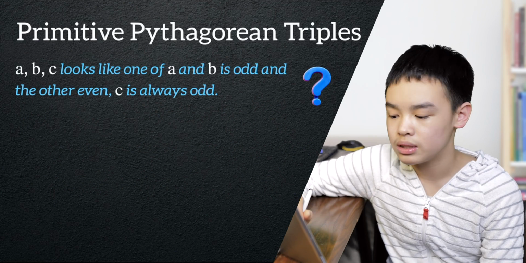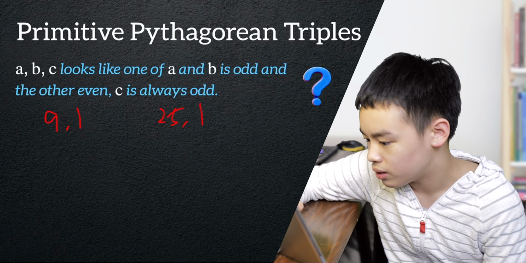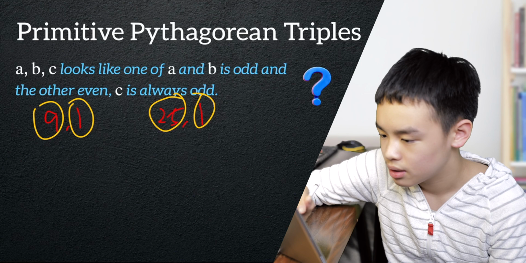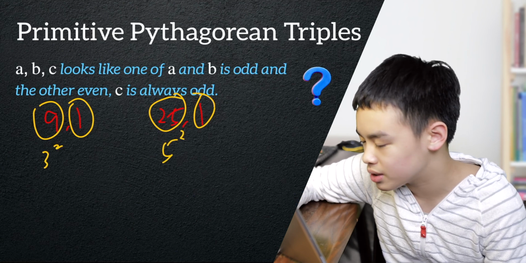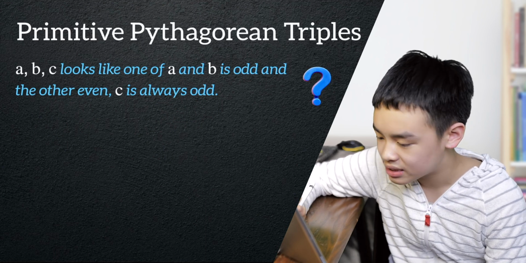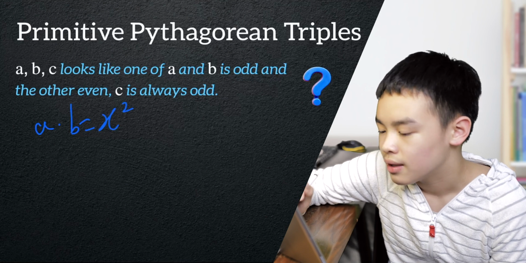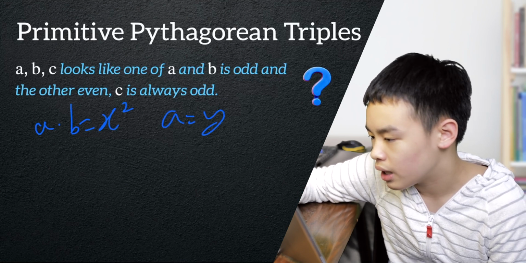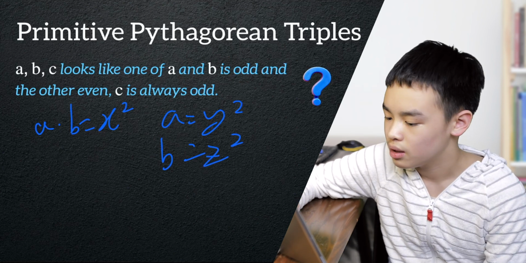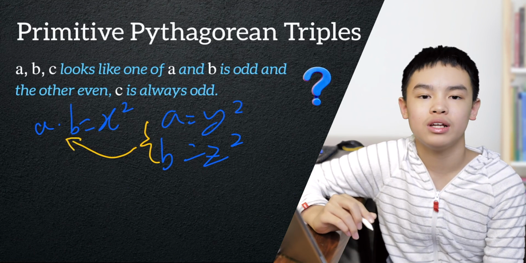So also, we notice that 9 and 25 are both squares: 3 squared, and this is 5 squared. Now, later, we will prove that if A times B equals x squared, then A and B must also be square numbers in order for this to actually happen. We will prove it later on.